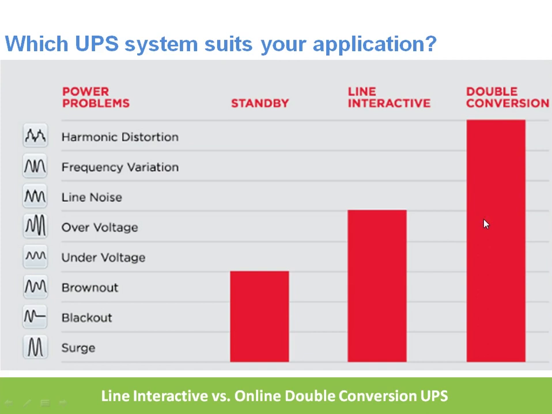Because of that, double conversion UPS is the most widely used UPS system because of its advantages. Whenever cost is your concern, and if your equipment is not that sensitive, you can go for a line interactive UPS system for low kVA ratings, that is up to 5 kVA, which I have considered here.